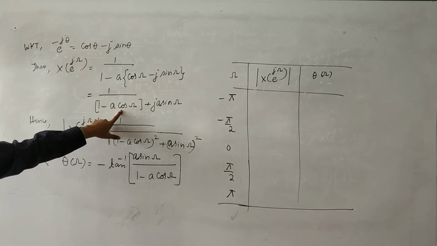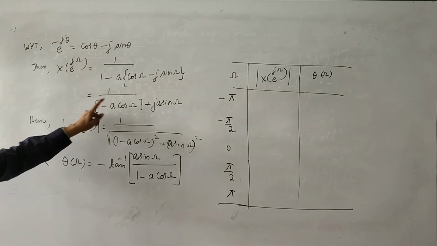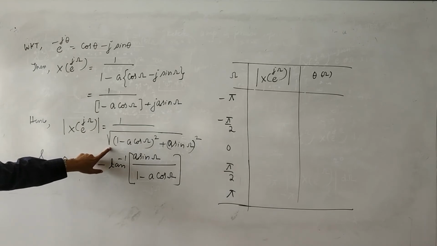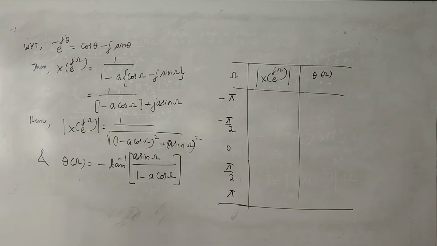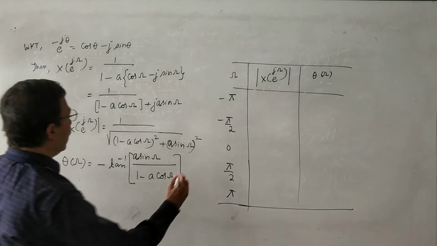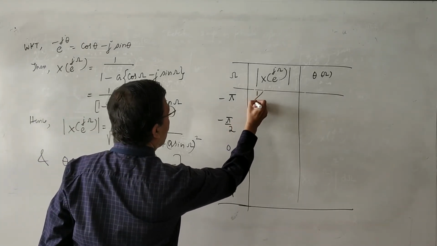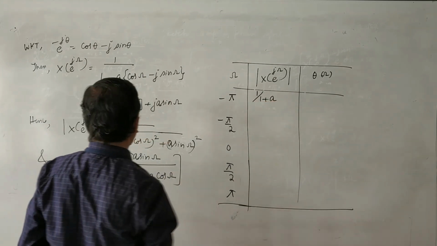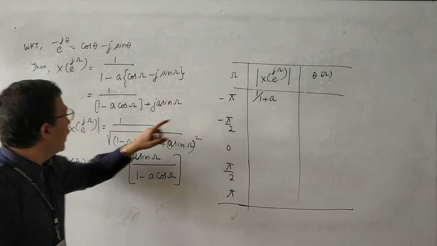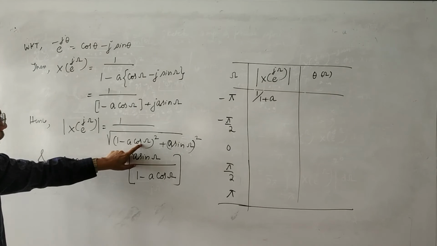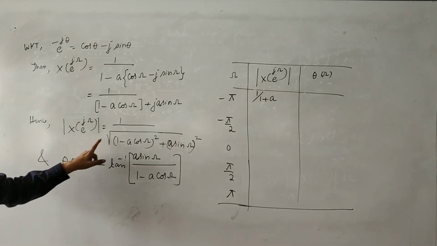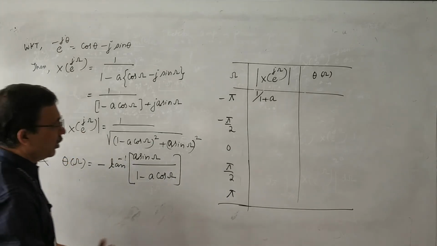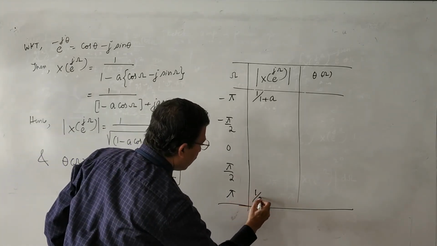In this expression, you put minus pi. What is cos of minus pi? Cos of minus pi is minus 1. Sin of minus pi is 0. So what do you get? You get the expression 1 over 1 plus a. When you put minus pi in this expression, cos of minus pi is minus 1, sin of minus pi is 0. When you put plus pi in this expression, you get 1 over 1 plus a.